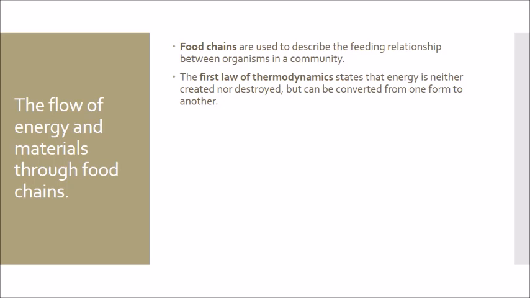It's a bit physicsy for this class, but the first law of thermodynamics is to do with heat and energy. And it states that energy is neither created nor destroyed. It's always there, but it just changes from one form to another. You might have heard that before. So the arrows on a food chain indicate the transfer of energy, where the energy is being transferred.